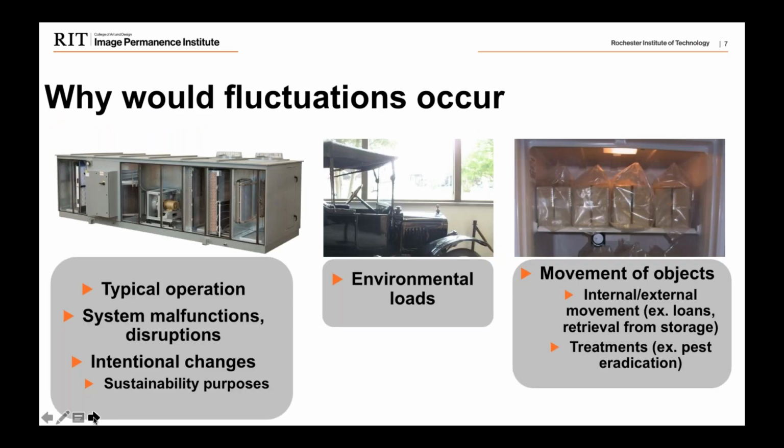So why would fluctuations occur? There's a number of reasons. These are just some of the main reasons why. When we talk about mechanical systems, it could be a result of typical operation. A lot of systems, it's difficult to control in a completely flat line, so there's just natural variation in the conditions that are provided to a space.